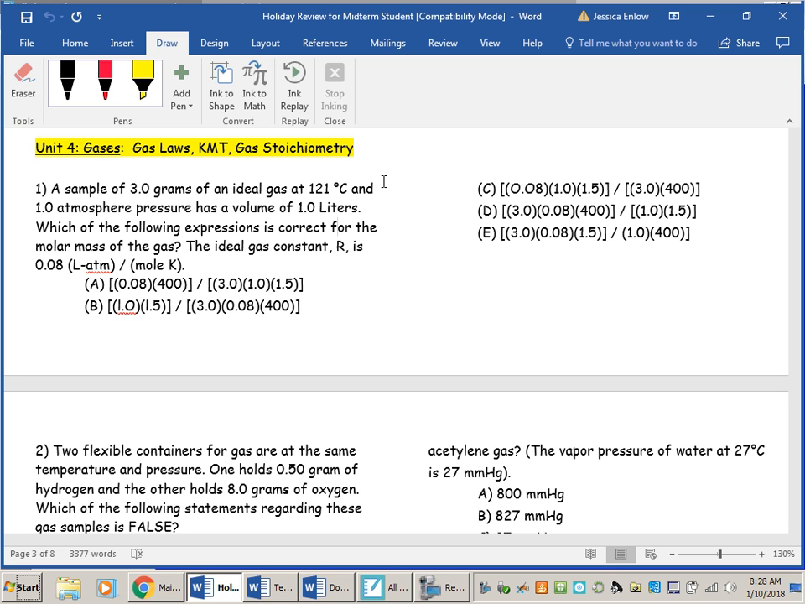All right, come back to me. 3, 2, 1. Number 1 answer. D is the best answer. What equation came to mind for this? Oh, you could have done ideal gas law. You also could have done the molar mass equation, which is what? It's asking for molar mass, right?